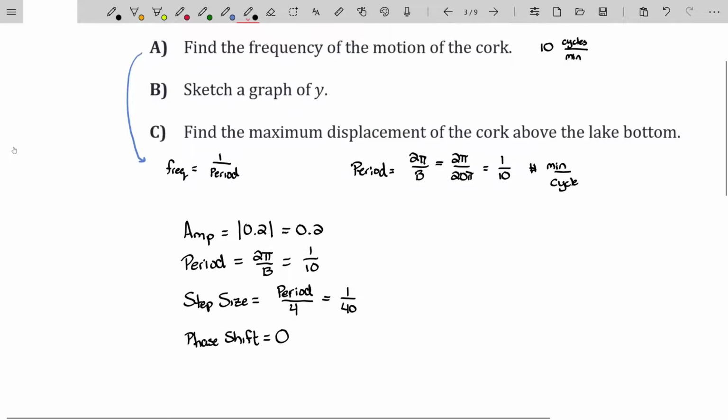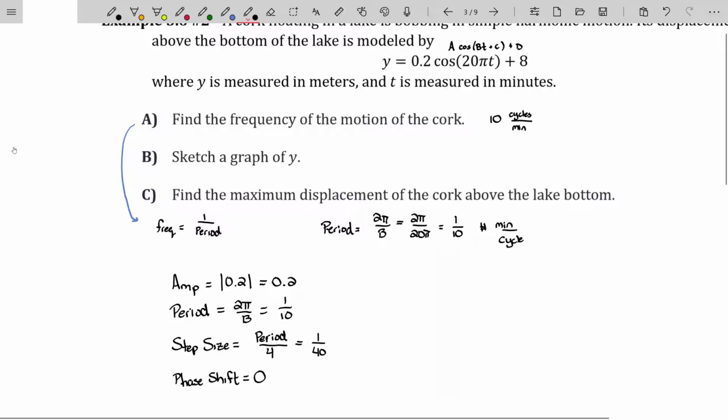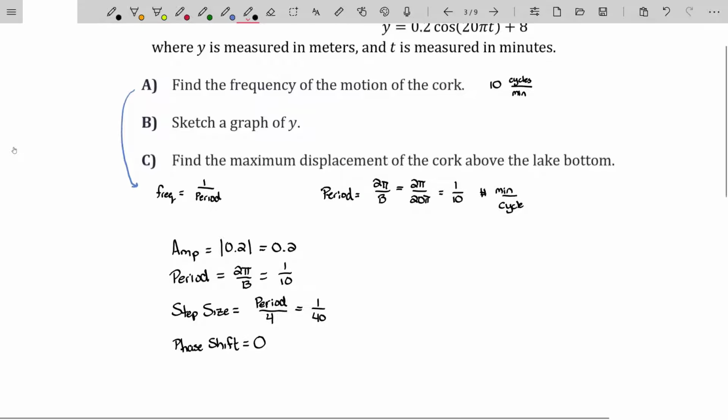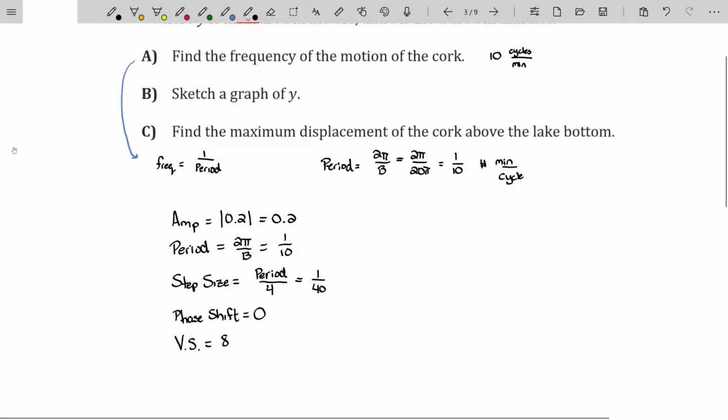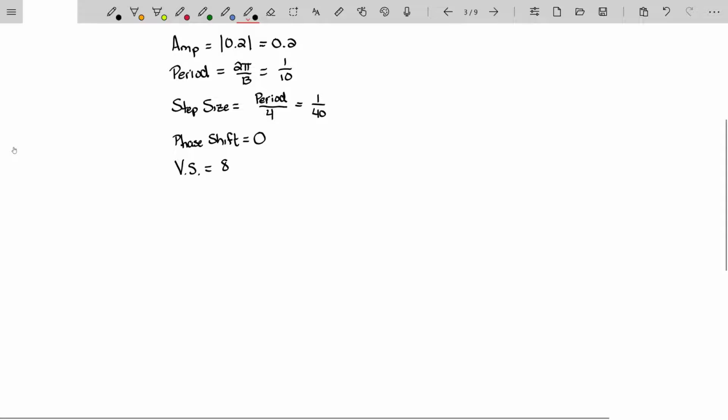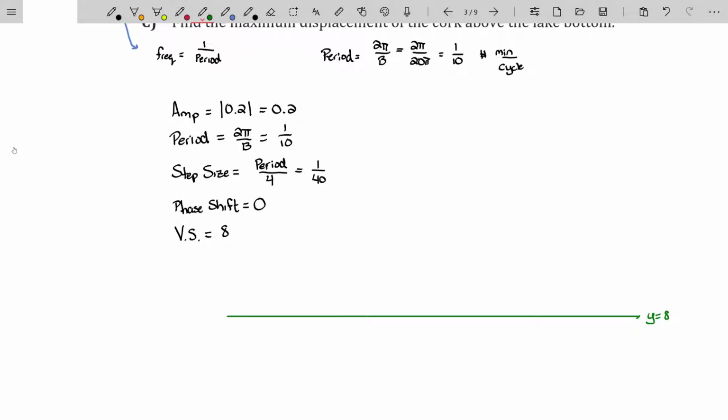And then finally, we have a vertical shift, and that vertical shift is 8, because that's how far up or down it's been shifted. Vertical shift equals 8. And now I can actually graph this. I'll start by graphing the midline, and that occurs at a height of 8. And so that takes care of that.